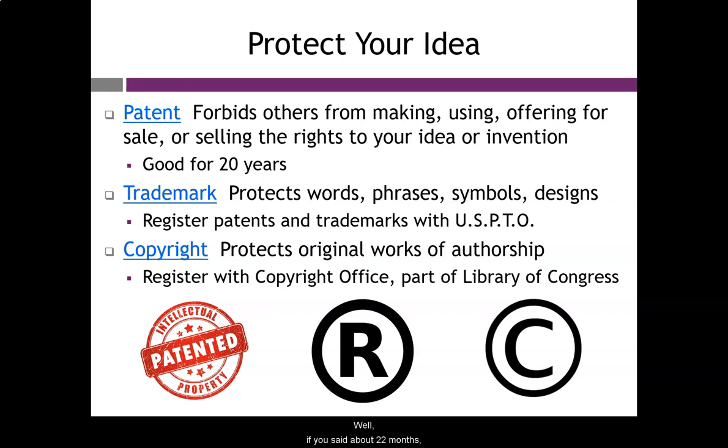Well, if you said about 22 months, you'd be right. It takes that long, generally speaking, about 22 months from the time you submit your patent to the time it's approved. Why so long, I think you're asking? Well, in fiscal year 2019, how many patents do you think were issued by the Patent and Trademark Office? Just come up with a number in your head. Fiscal year 2019, how many patents did the PTO issue? The answer, 370,434. That's a lot of patents, right?